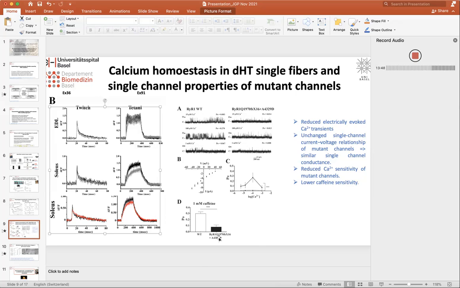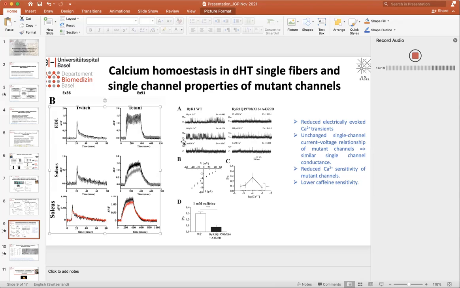Then, in collaboration with Rebecca at Oxford University, her group performed single channel recordings on wild type or double hetero mutant channels. She measured the single channel bilayer properties. And as you can see here, the current voltage relationship of wild type and mutant channels is the same. However, if you look at panel A, you can see the wild type channels.